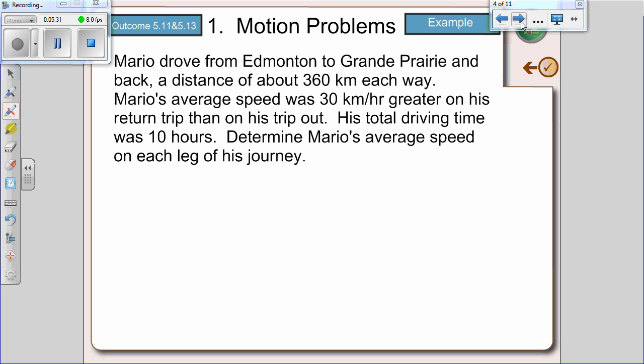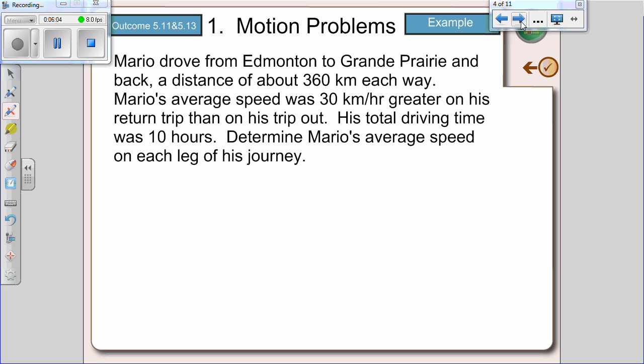Mario drove from Edmonton to Grand Prairie and back, a distance of about 360 kilometers both ways. Mario's average speed was 30 kilometers an hour greater on his return trip than on his trip out. His total driving time was 10 hours. Determine Mario's average speed on each leg of the journey. So we want to find his speed on the way there and his speed on the way back.